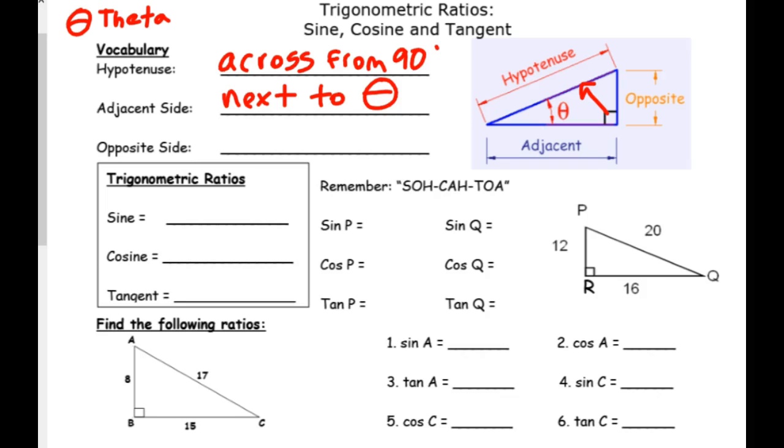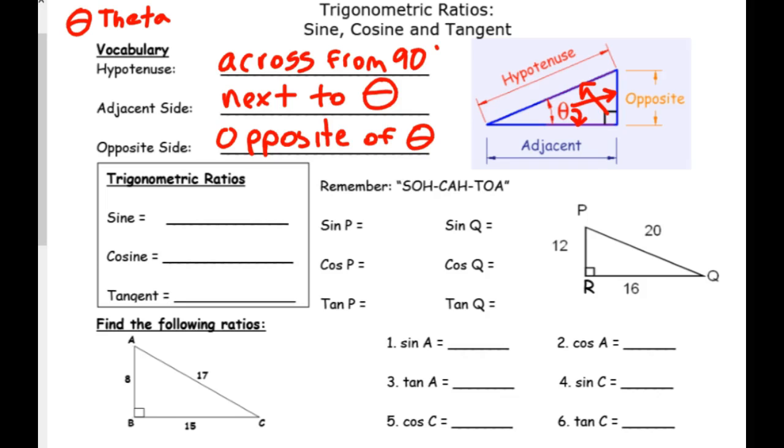Now, you can see in the picture here that the adjacent side is right next to theta. And then opposite is across from theta, opposite of theta, however you want to say that. So opposite is straight across. What we're going to be doing is labeling these three sides of every right triangle: O for opposite, H for hypotenuse, A for adjacent. O, H, and A. I will show you how we do that in a minute.